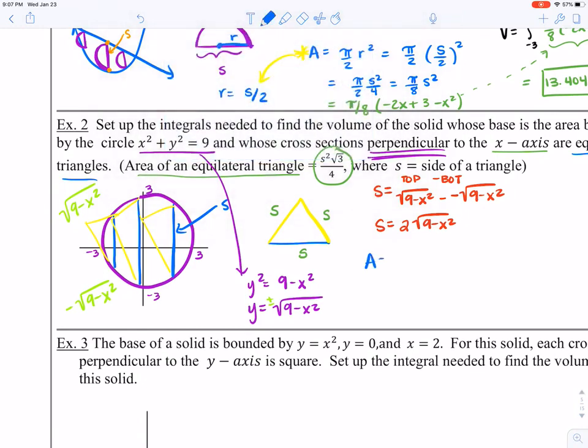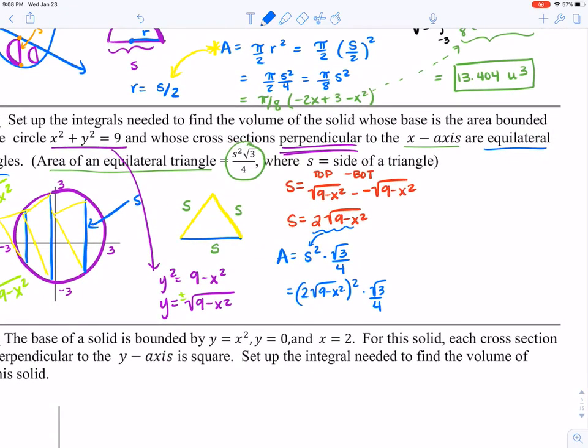Now I need to figure out what my area formula is. So area is s squared times root 3 over 4. If I substitute in my expression for s, I have 2 root 9 minus x squared, all squared, times root 3 over 4. Now, I always write my area formula out separately so that I can go to my volume formula.